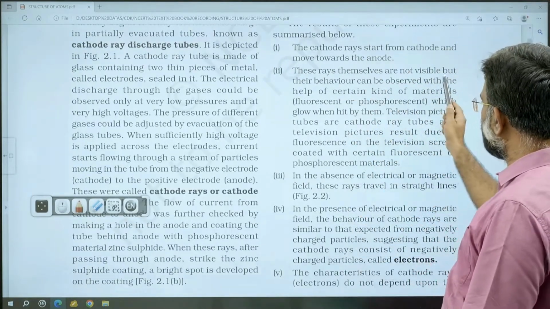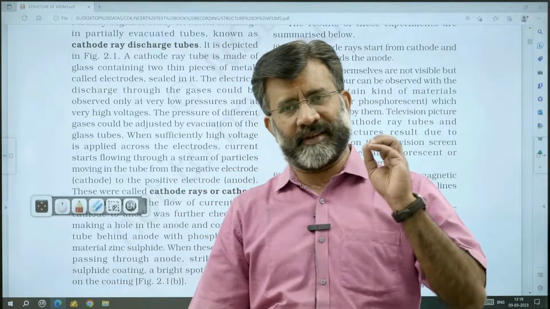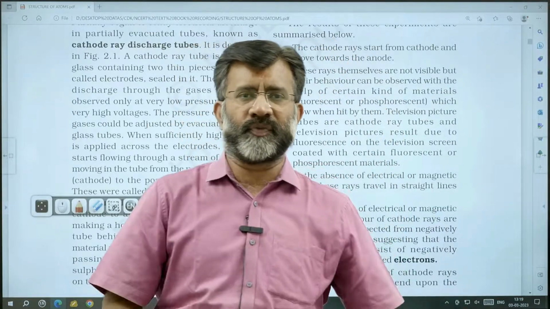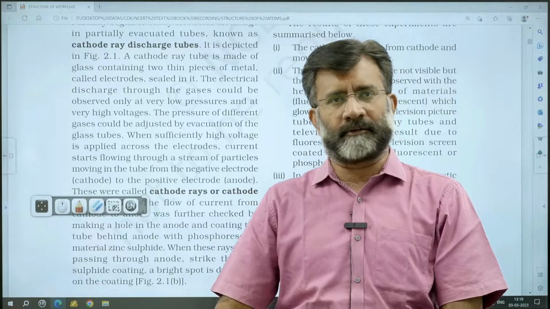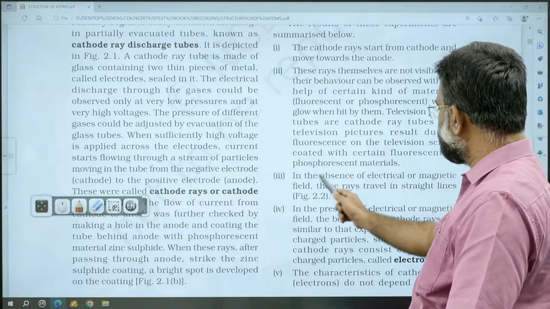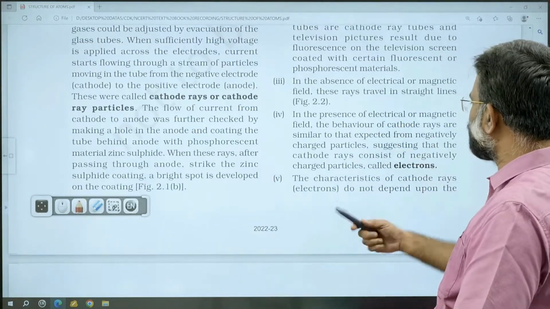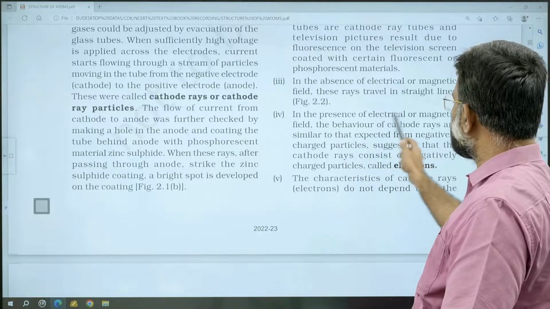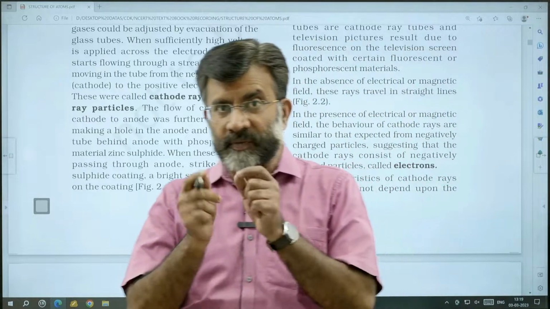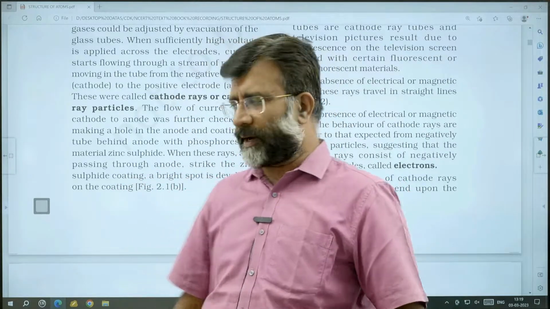They themselves are not visible, but we get the existence of cathode rays when they strike a screen where a phosphorescence or fluorescent coating is given, right? In the absence of electric and magnetic fields, these rays travel in straight lines. These facts everybody knows. In the presence of electric and magnetic fields, they behave like negatively charged particles. Cathode rays are negatively charged particles.